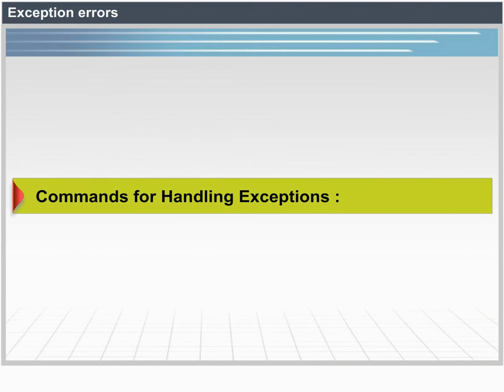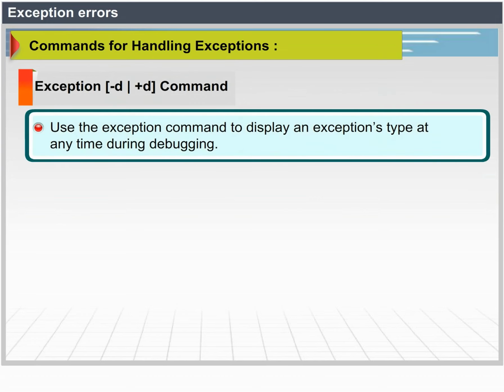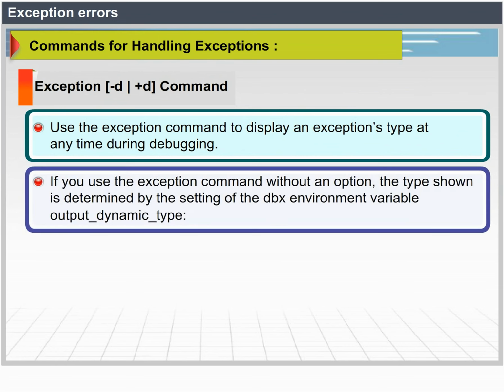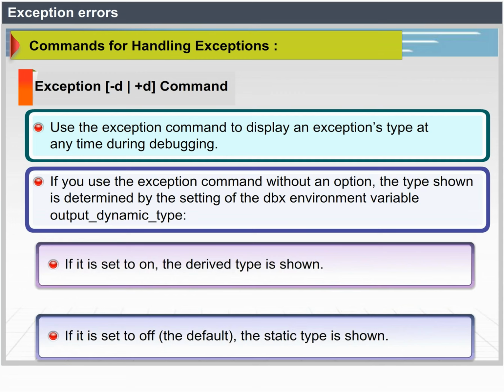Commands for handling exceptions. The exception -d or +d command. Use the exception command to display an exception's type at any time during debugging. If you use the exception command without an option, the type shown is determined by the setting of the DBX environment variable output_dynamic_type. If it is set to on, the derived type is shown. If it is set to off, the default, the static type is shown.